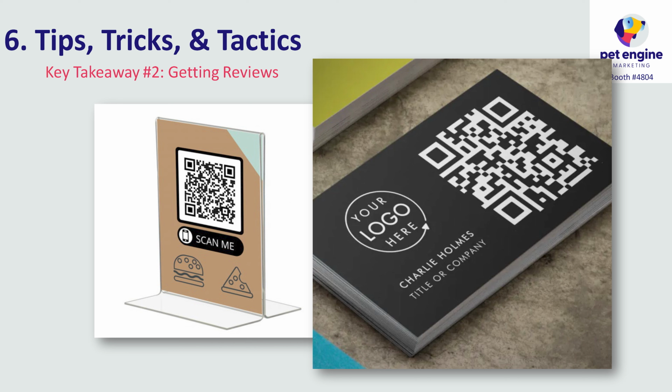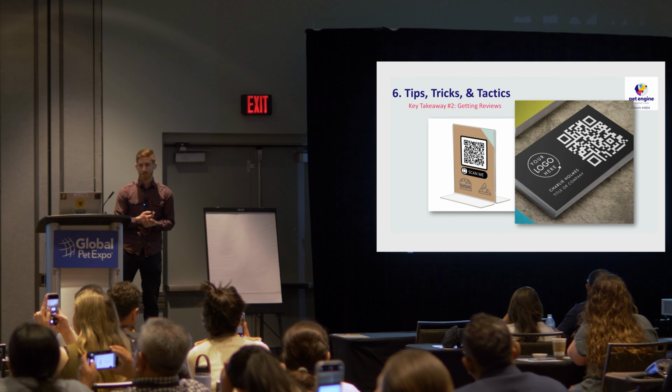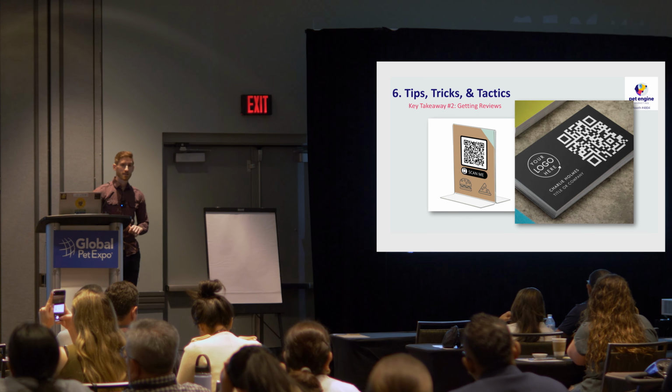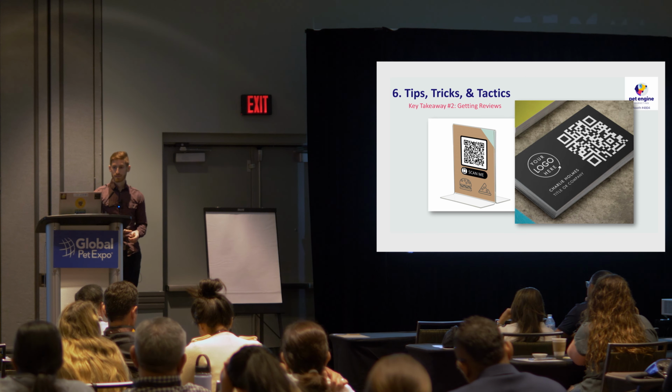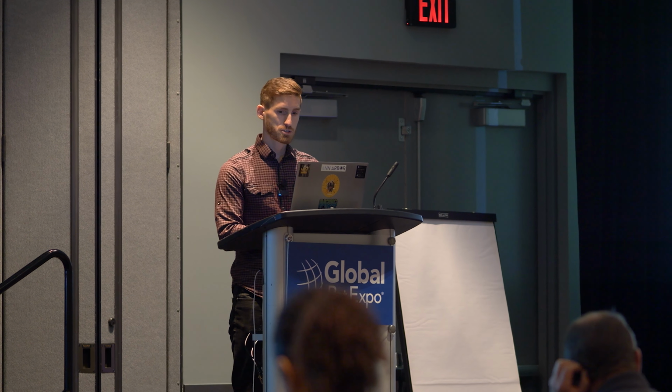Now what? I like these little easels, right? Super cheap. You can get like 10 of these for a couple bucks. Put them at your register. Put them by some of your best-selling products and put a QR code and say, hey, if you love this, scan this, leave a review. These are super quick and easy, super cheap.